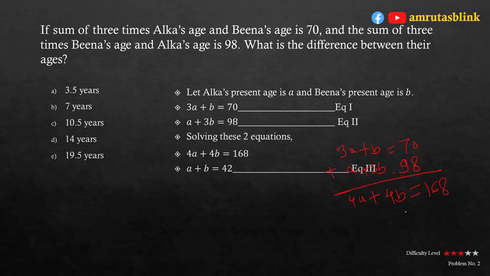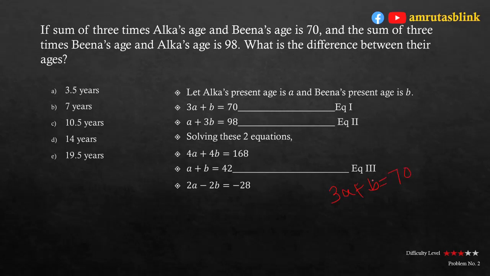But what is asked in the question is the difference between the ages. From this statement what we have got is A plus B, that is the sum of their ages, is 42 years. Now if we subtract equation 2 from equation 1, let us say something like this, that is 3A plus B is equal to 70 and A plus 3B is equal to 98.